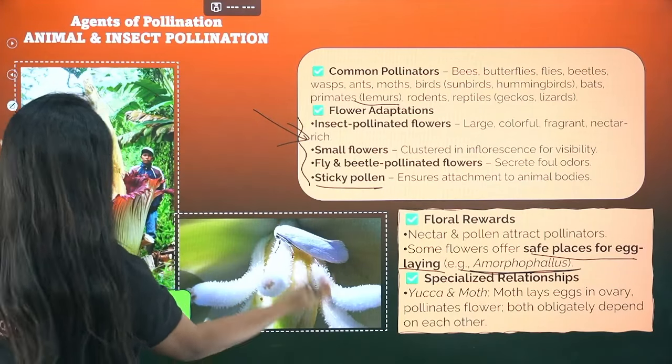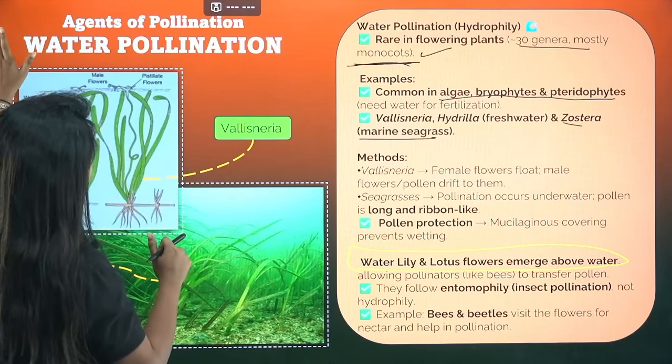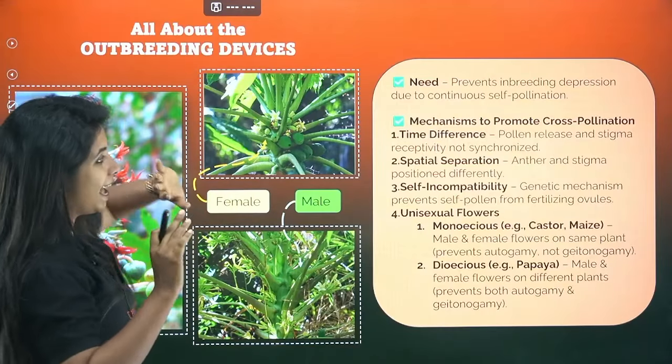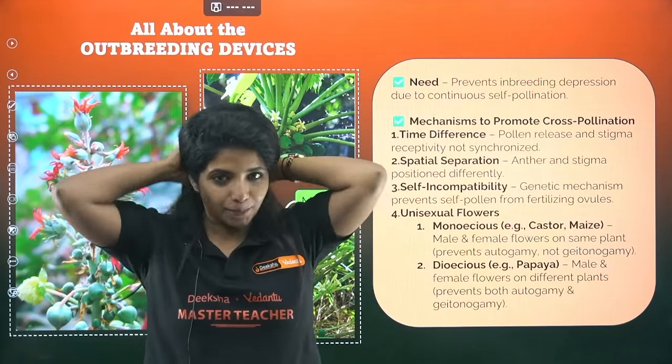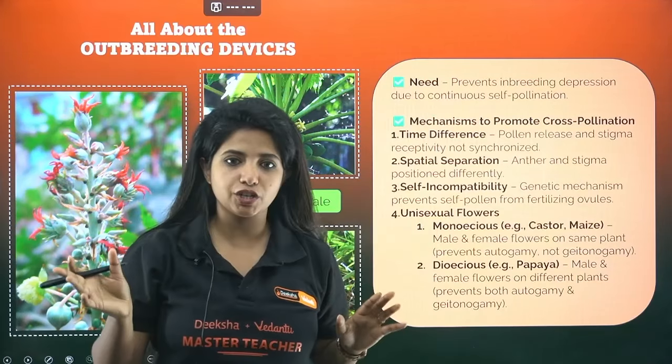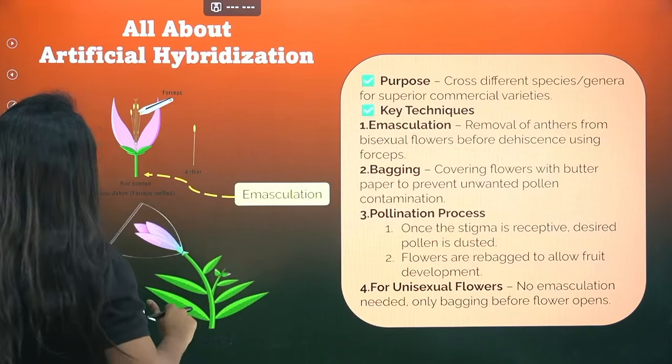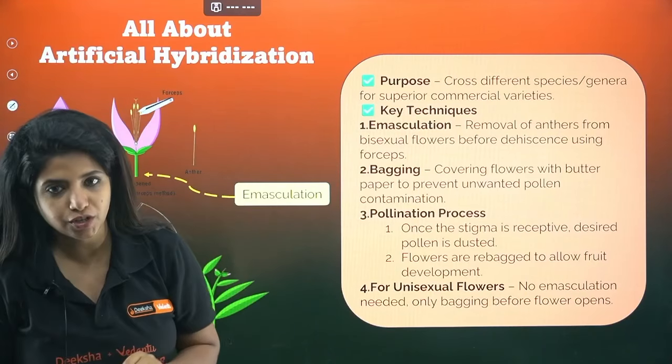Okay, so yes, now what do you have? Outbreeding and emasculation. This is going to be the last topic out there, and with this we will finish. So before I go ahead with outbreeding devices, I want to talk about artificial hybridization first.